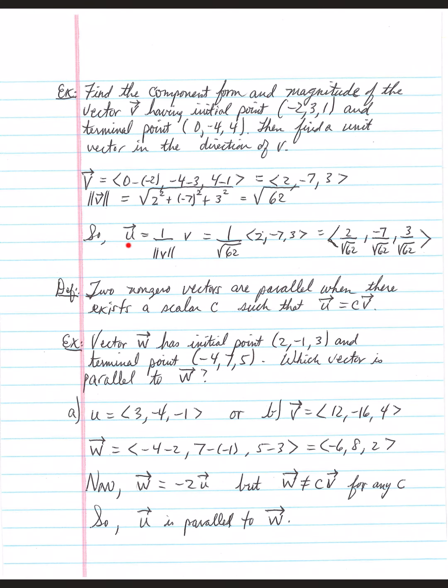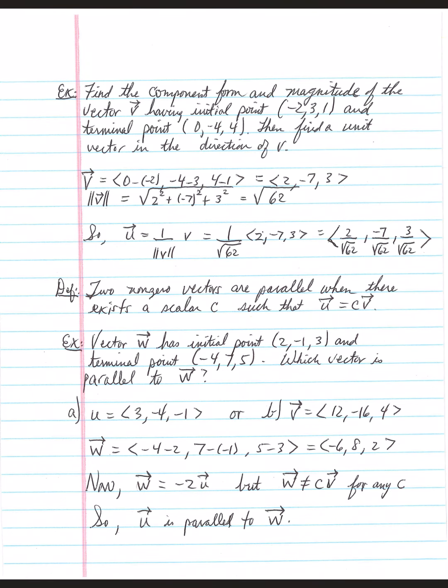The unit vector pointing in the same direction as v is calculated by this process. And remember from a previous video, that's called normalization. 1 over the length of v, which was 1 over square root 62, make a direct substitution. Our vector in component form was 2, -7, 3, and then if you distribute, that gives you these three numbers.